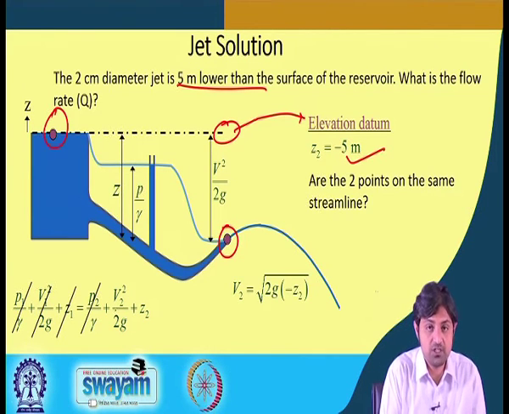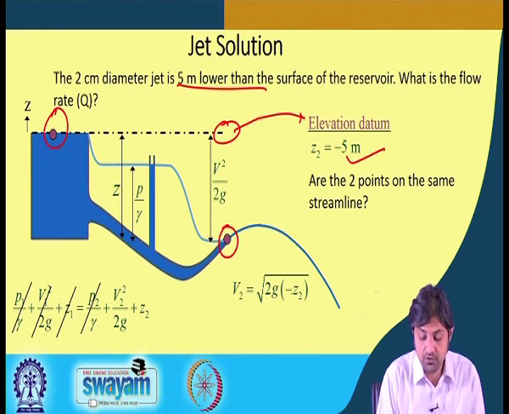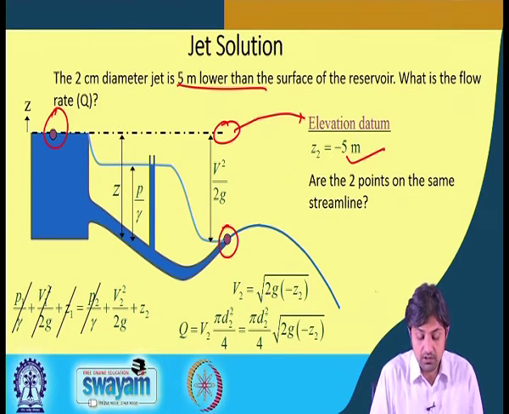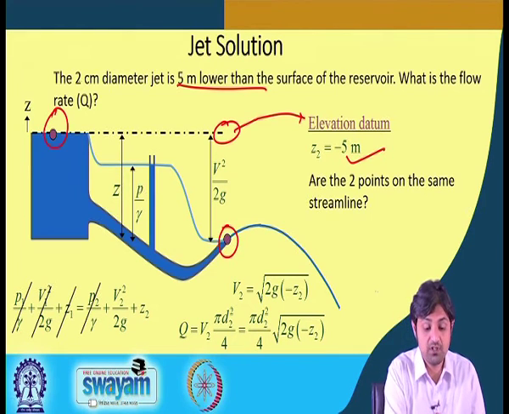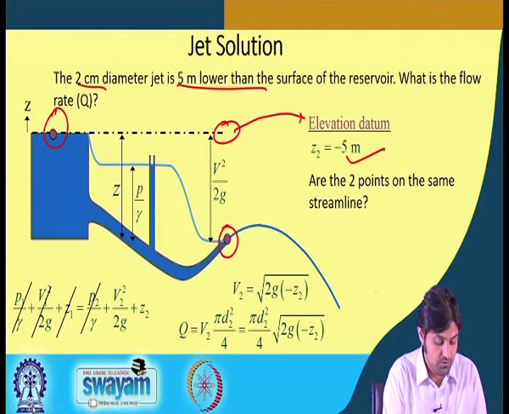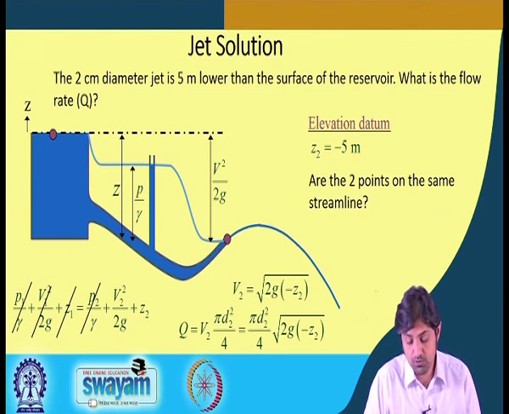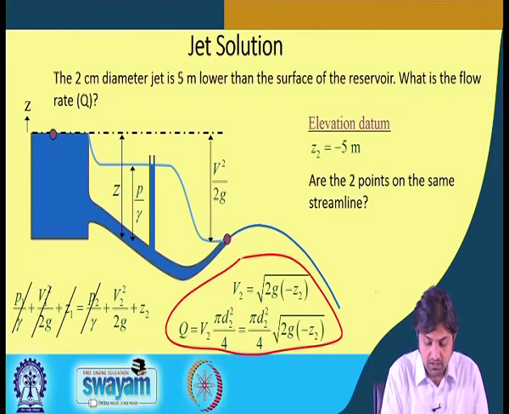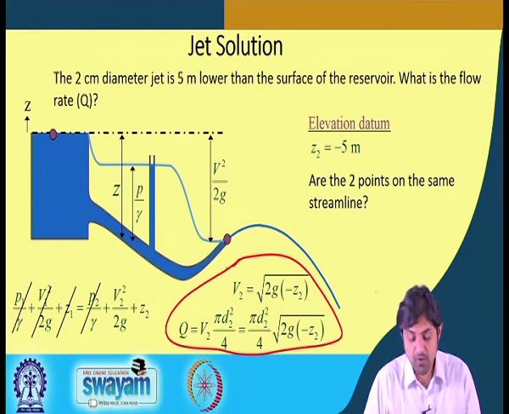Now there will be a velocity, and because there is Z2, V2 will be the square root of 2g times minus Z2, and the discharge will be pi d square by 4 times the square root of 2g times minus Z2, where d is the diameter, the 2 centimeter diameter jet. Very simple applications, but it is important to apply it to these cases. So this is our result, and Z2 is minus 5, so you can obtain V2 approximately 10 meters per second.